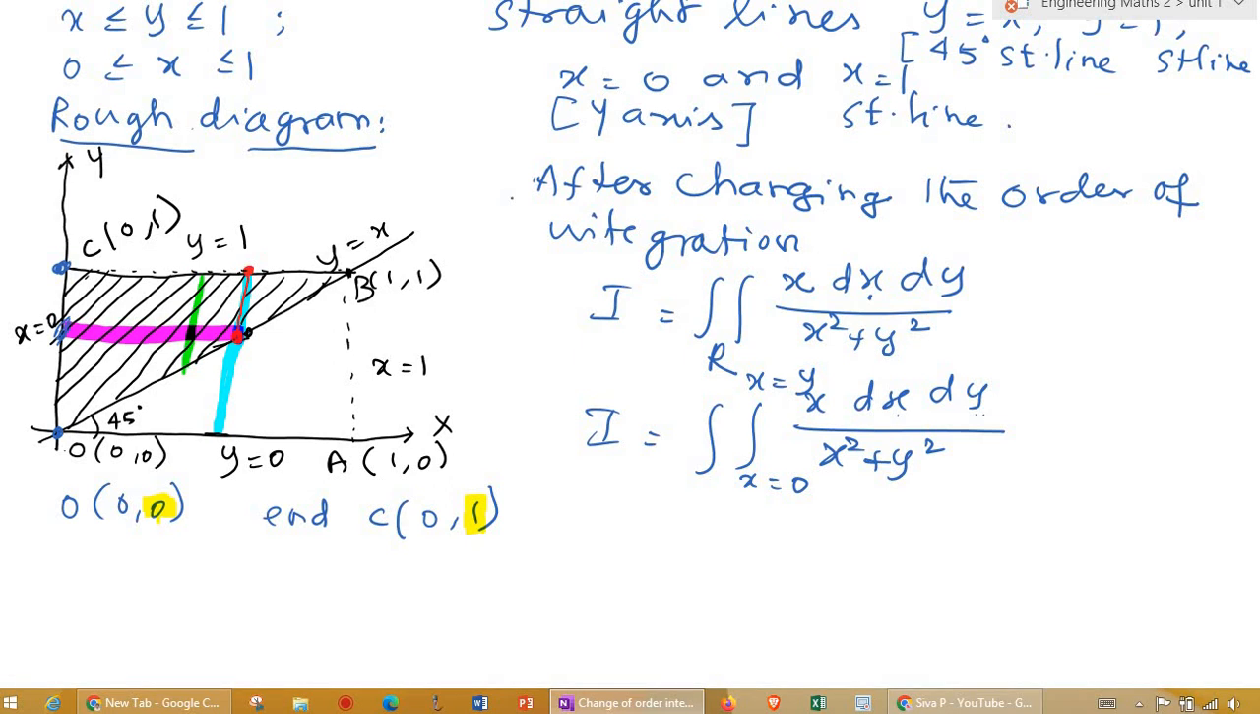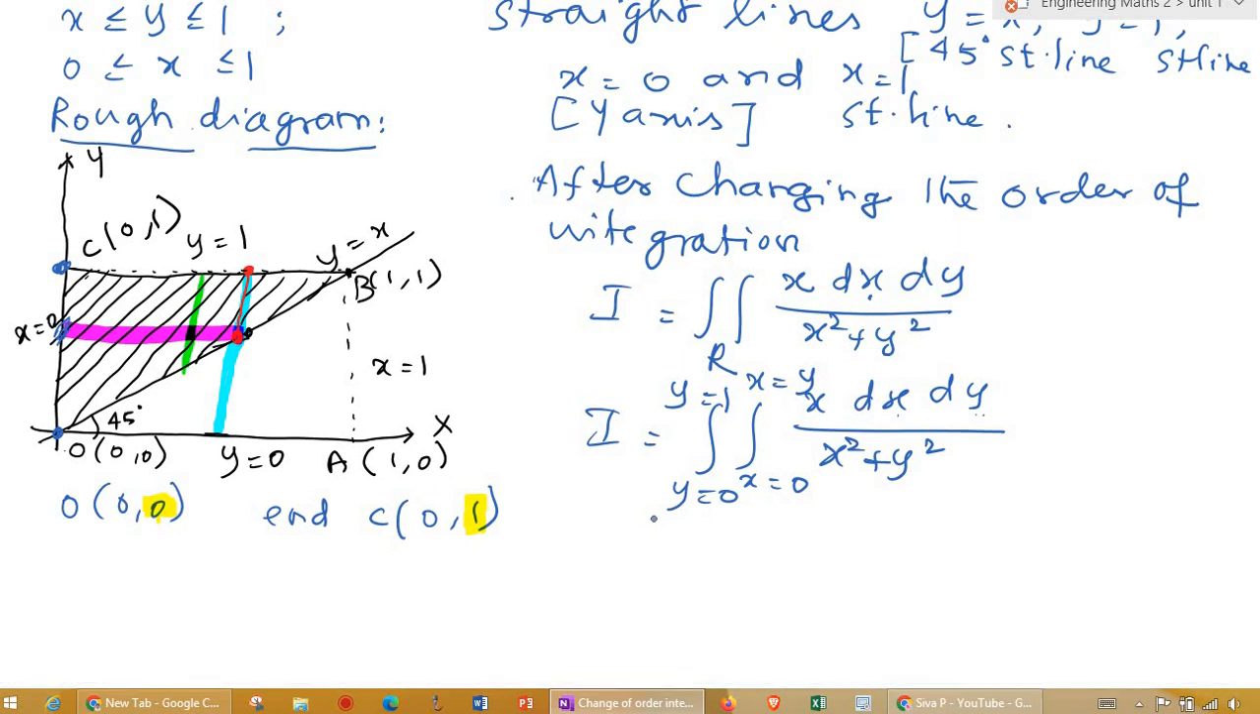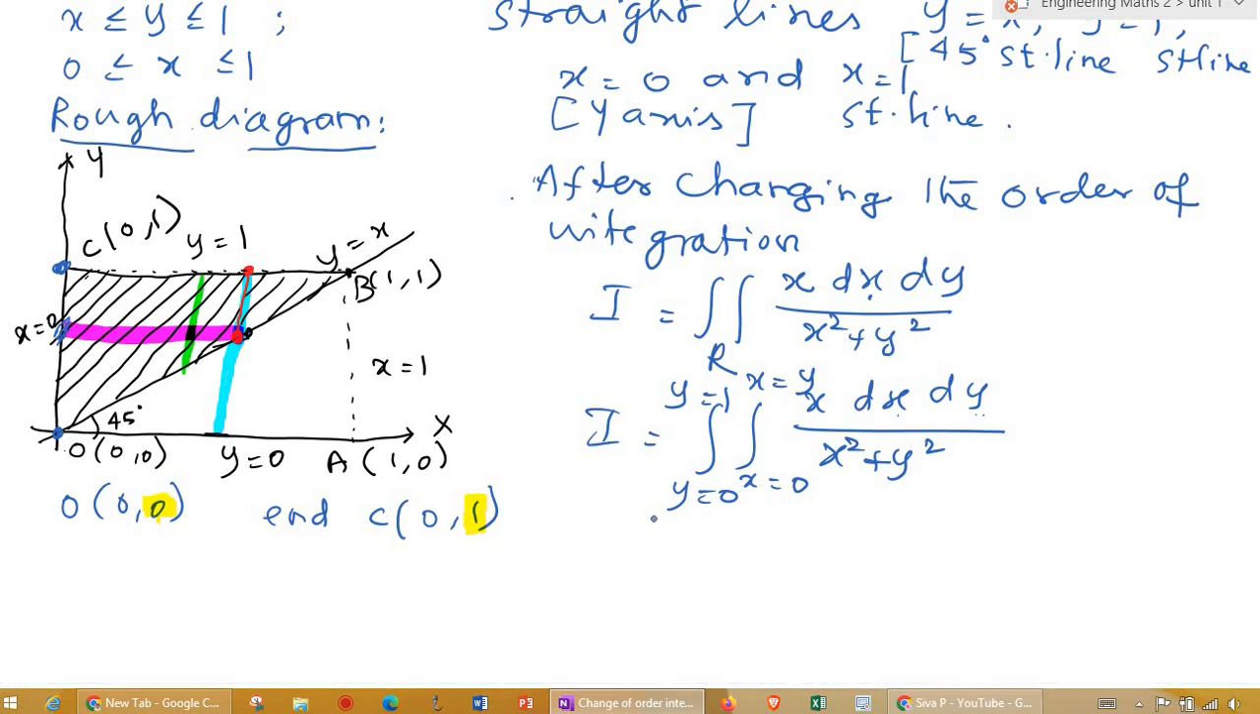Okay, so what is the y value here? Y equal to 0 to y equal to 1. It is a very simple procedure to write the limits of the inner integration and outer integration. The only thing is, you have to identify the shape and draw the rough diagram properly. The other things are very simple integration.